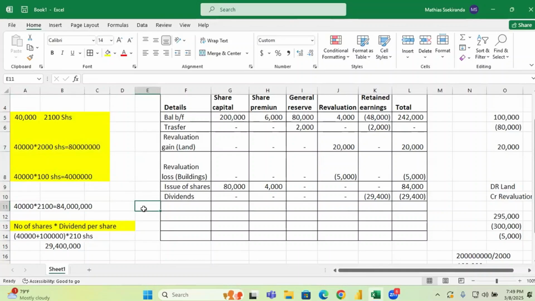So I don't know why you want us to use 100,000 shares, yet we issued only 40,000.